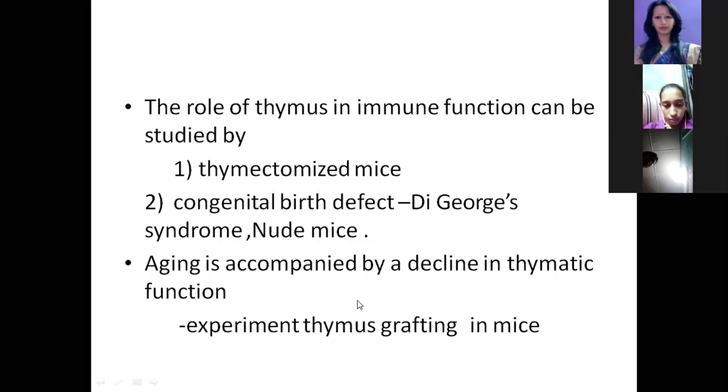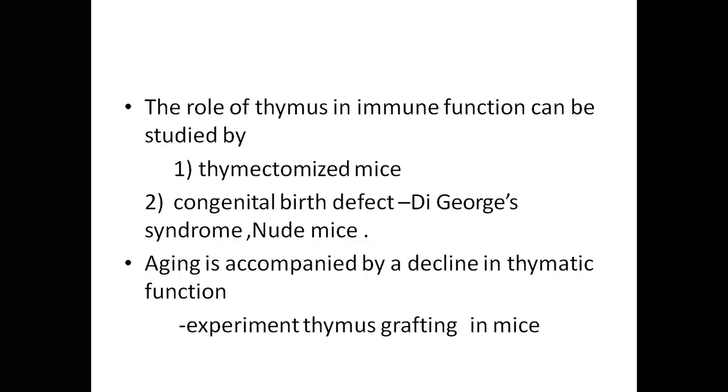Now the role of thymus, as I told you, is to develop T cells, and these T cells help in our immunity. They help in the formation of these immune cells. But what happens if a person starts aging? Aging means the person starts becoming old. There is a decline in the thymic function. If the thymus doesn't work properly, that means there will be no formation of T cells, or there will be less formation of T cells. This was also experimented using mice. Thymus grafting was done in mice, and then they found out that aging is accompanied by a decline in thymic function.